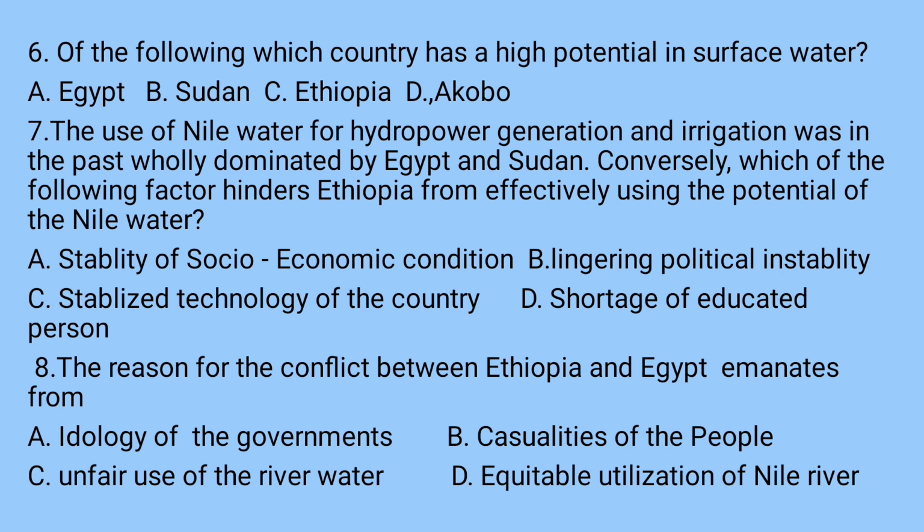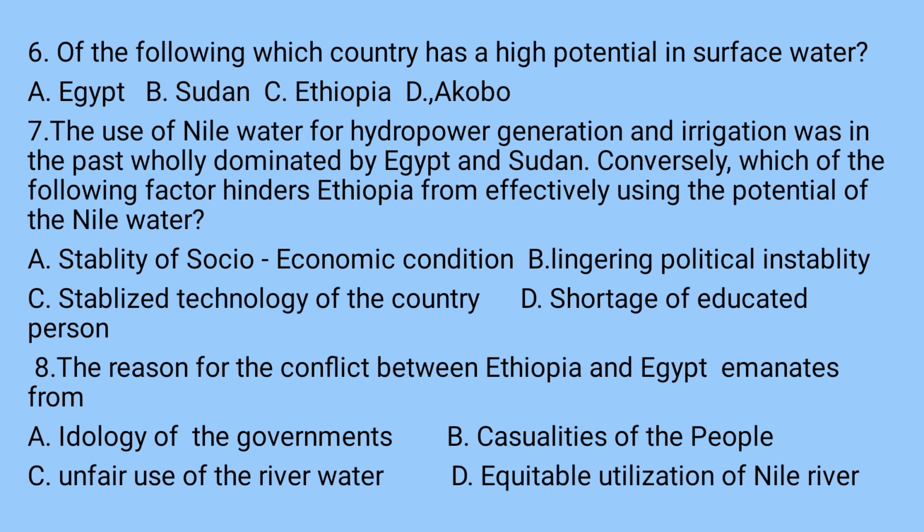Question number 7. The use of Nile water for hydropower generation and irrigation was in the past wholly dominated by Egypt and Sudan. Conversely, which of the following factor hinders Ethiopia from effectively using the potential of the Nile water? A. Stability of the socio-economic condition. B. Lingering potential instability. C. Stabilized technology of the country. D. Shortage of educated person.